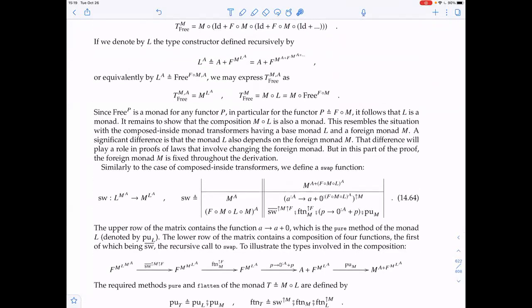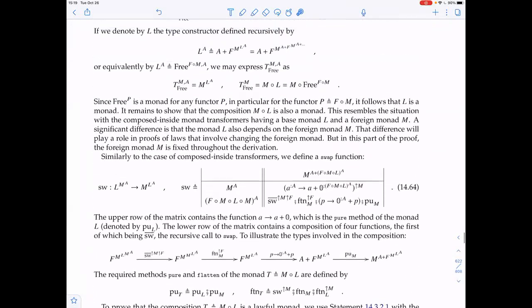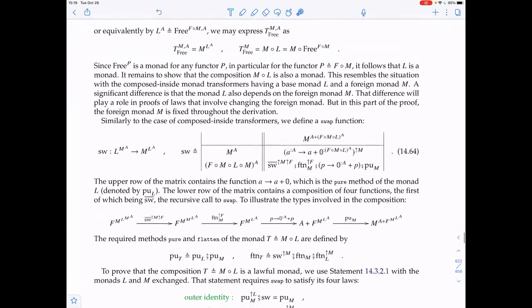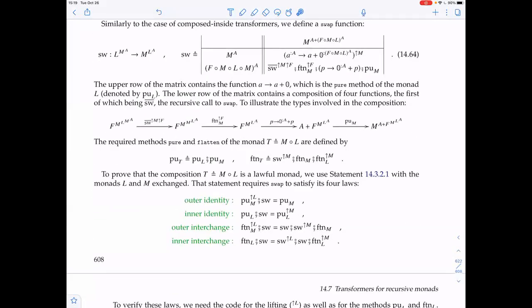Again, there is this swap function, but this swap function only has limited usefulness because this is not a compositional transformer. So it's not enough to just define the swap function and prove its properties, because it's not a compositional transformer. So the theorems we proved before for compositional transformers do not hold.